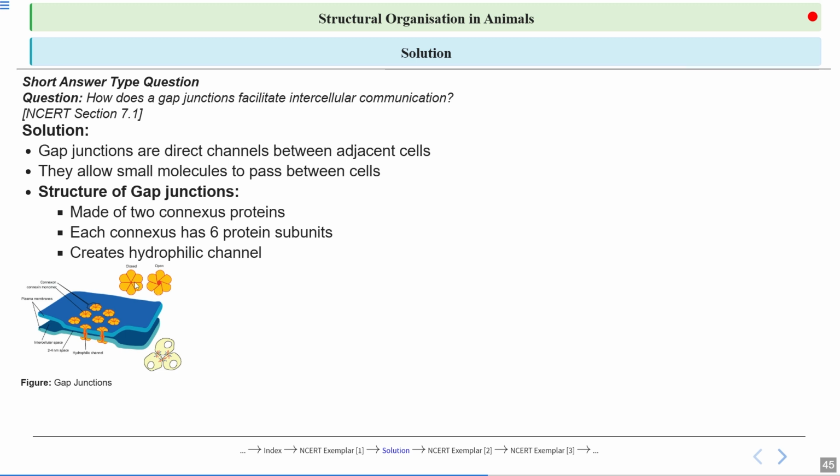So when they are closed, they are in this form. But when they are open, they are in this form. And through this opening, the molecules can pass from one cell to another. So this is the connexin protein that is present between two cells like this, you can see, right? So that creates the hydrophilic channel in between the cells. So you can see the structure of the gap junction that is present between the two cells.